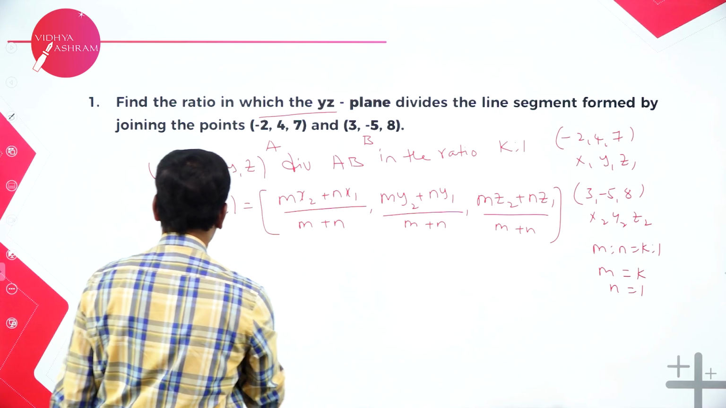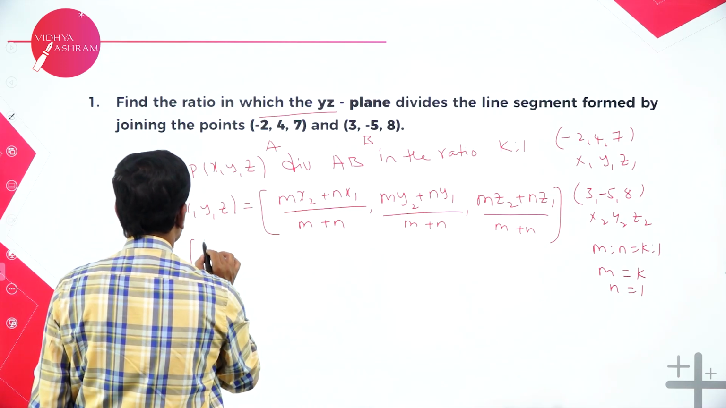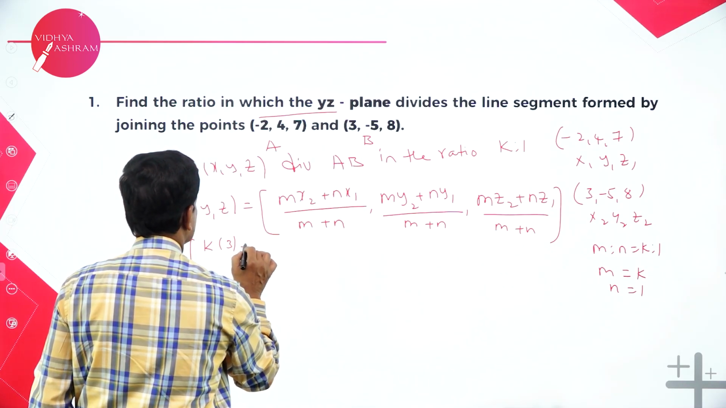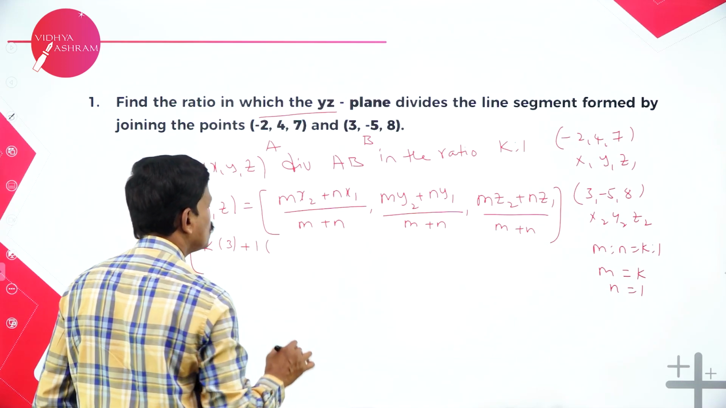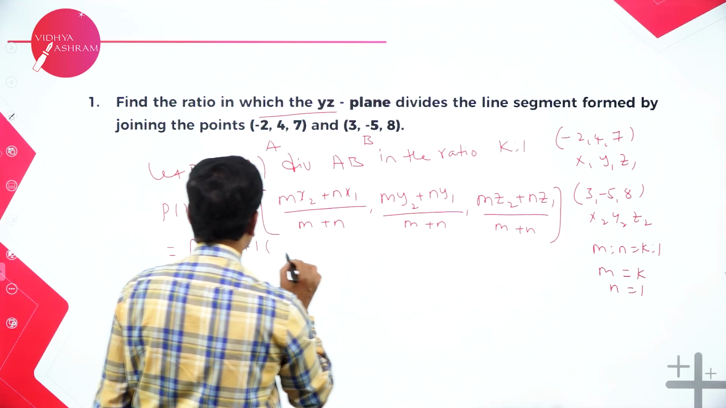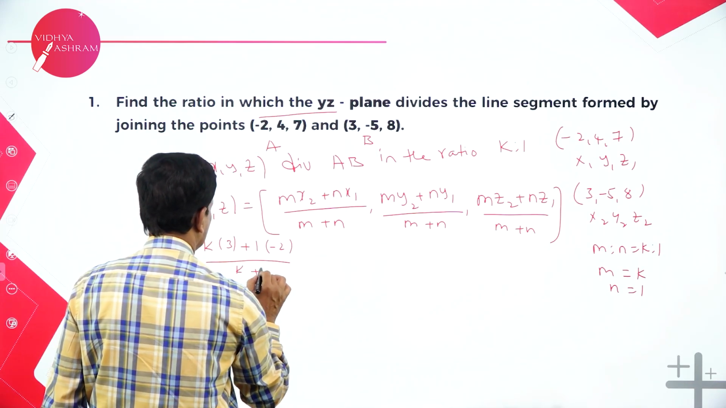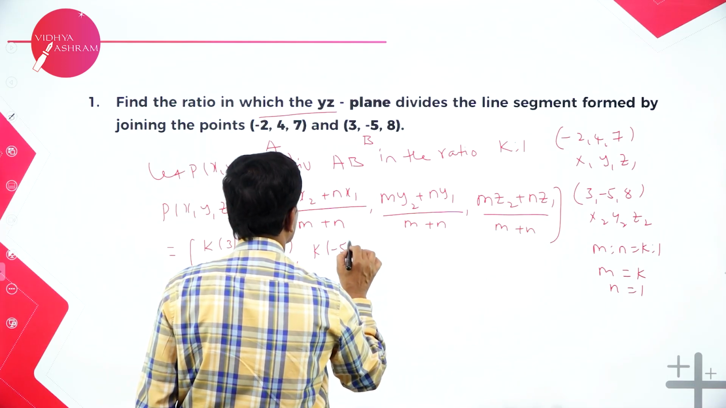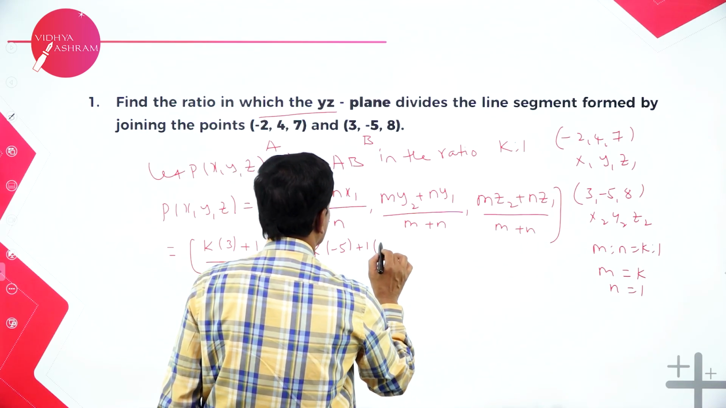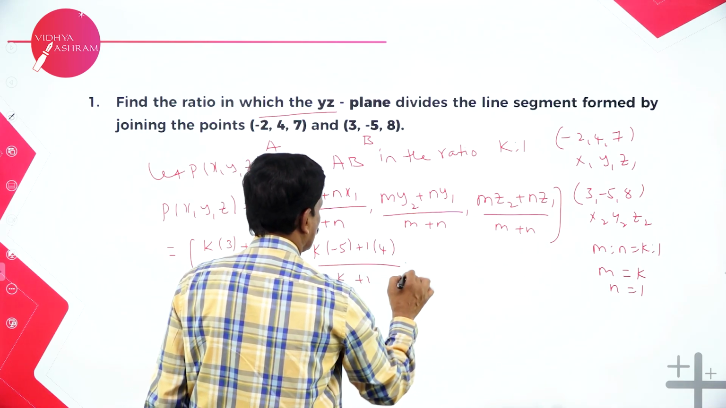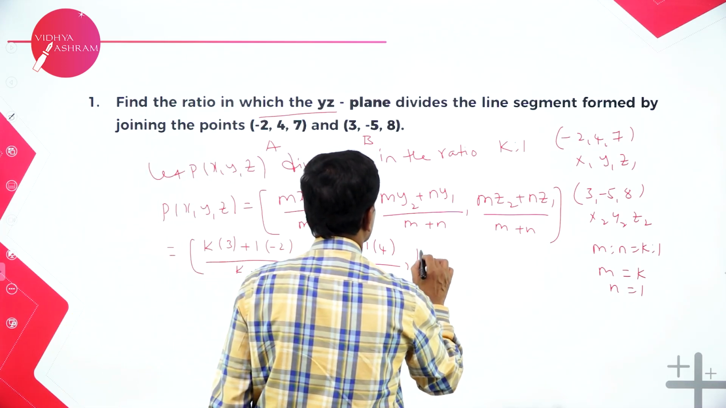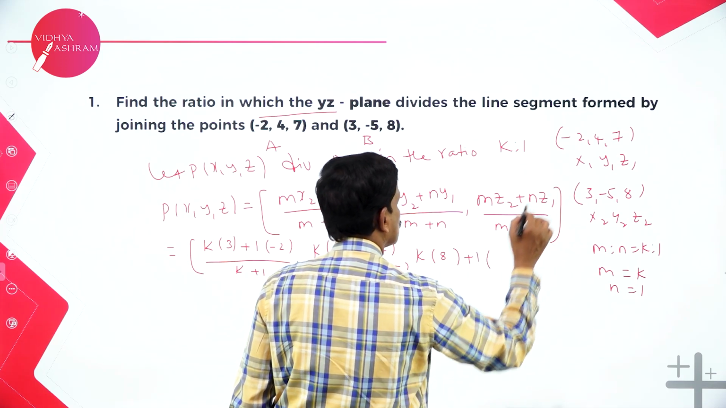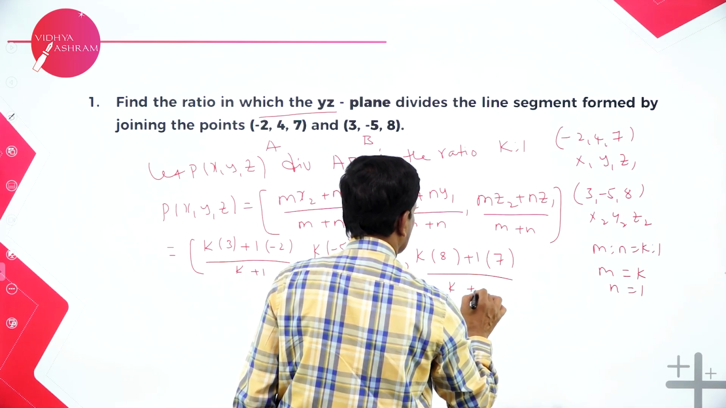Now substitute the values. m is k into x2, which is 3, plus n is 1 into x1, which is minus 2, divided by k plus 1, comma k into y2, which is minus 5, plus 1 into y1, which is 4, divided by k plus 1, comma k into z2, which is 8, plus 1 into z1, which is 7, divided by k plus 1.